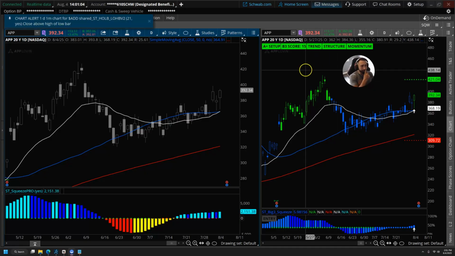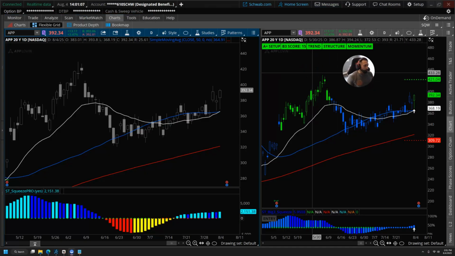So on my end here, and these are both daily charts for APP, which has earnings in a few days, so hold judgment on the old APP. I'm not buying it. But anyway, on my version here, the Big 3 squeeze, the first thing we have are labels for trend, structure, momentum. Again, that stands for the Big 3, and that builds up the entire system.